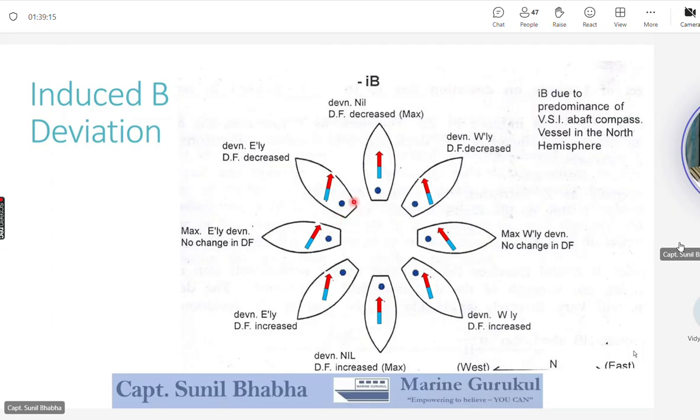When the ship goes on a northwesterly heading, this blue pole has come southeast of the compass needle, and it now repels the blue end of our compass needle, generating an easterly deviation. But the magnitude of the deviation is reduced now because the pole is no more at right angles to the Earth's field, and it has started coming in line with the field of the Earth.